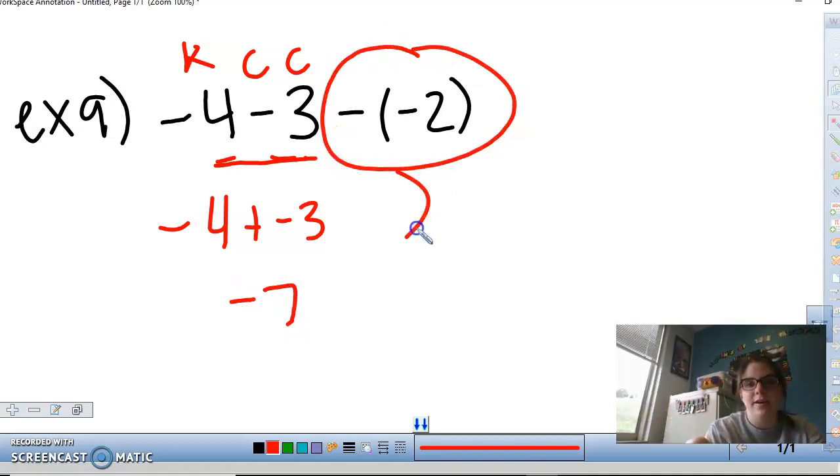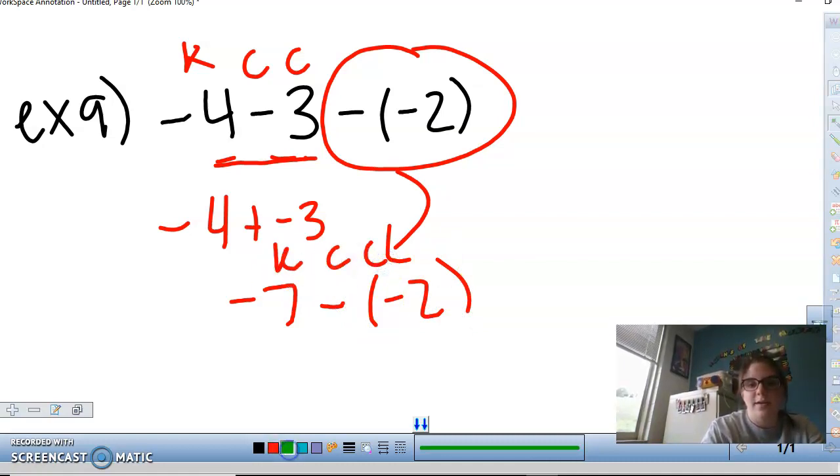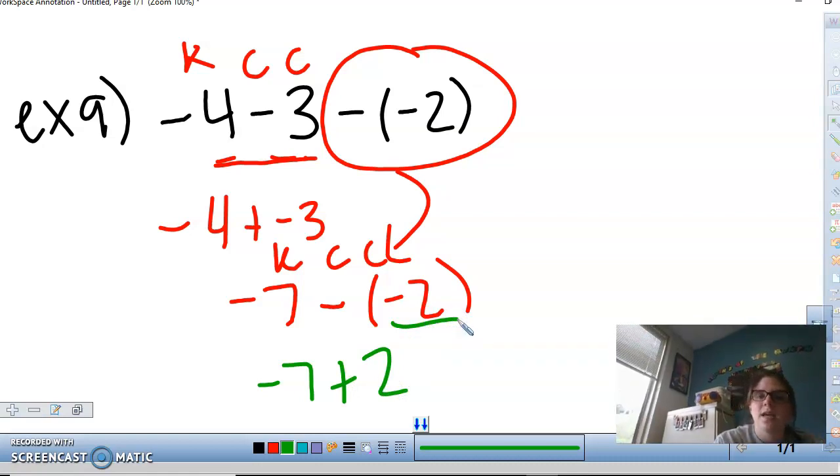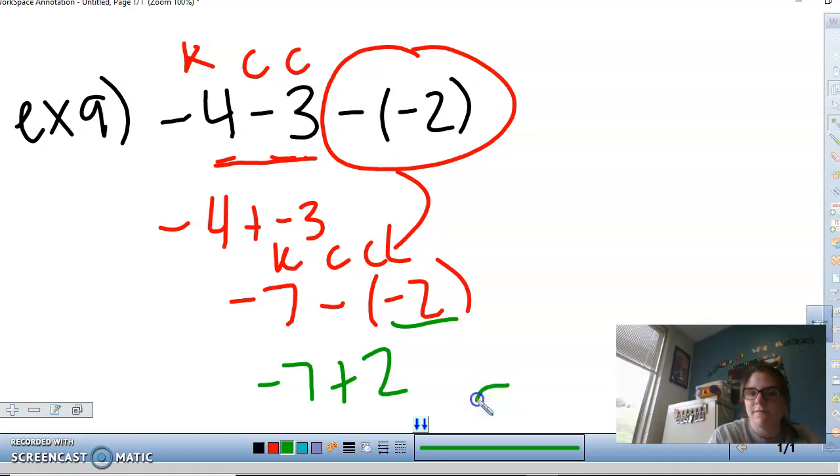Now I can bring down this last part. So I'm going to have -7 minus a -2. Again, it's subtraction, so I have to keep, change, change. So now I'm going to have -7 plus a +2, because that was a -2, now it changes to a +2. These are different signs, so I'm going to subtract. So 7 minus 2 is 5, and then I keep the sign of the bigger number, which is 7, and the 7's negative, so this is going to be negative.